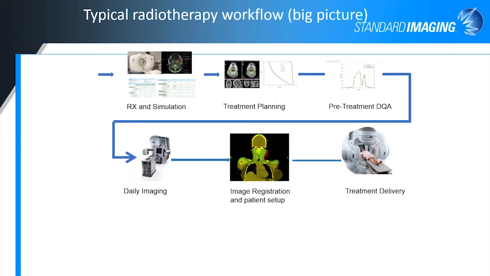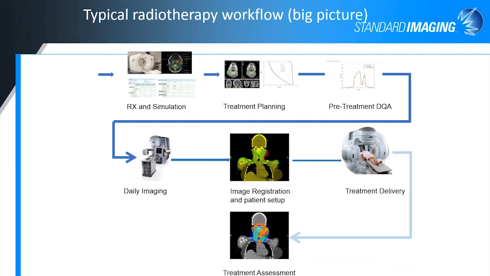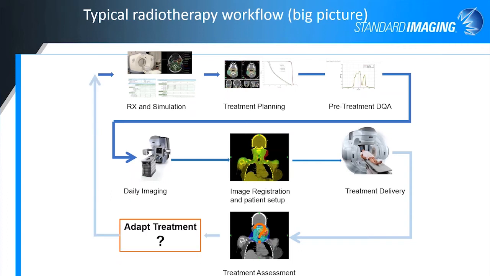So what we'd like to do is use the information acquired at the time of treatment, so cone beam CT, and then the data acquired during treatment delivery, and use that information to assess patient treatment and then make informed decisions on whether or not to maintain a current course, adjust a course of treatment, or adapt a course of treatment, taking us back to simulation and treatment planning. And that's where Adaptivo comes into play.